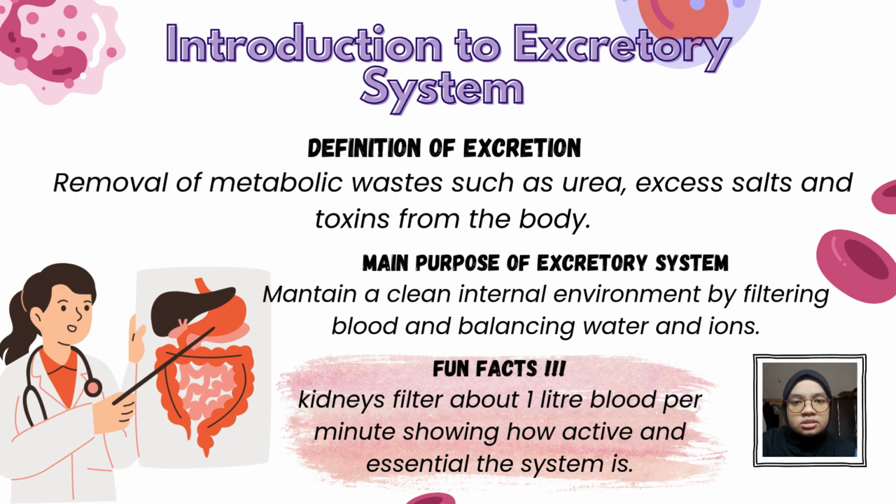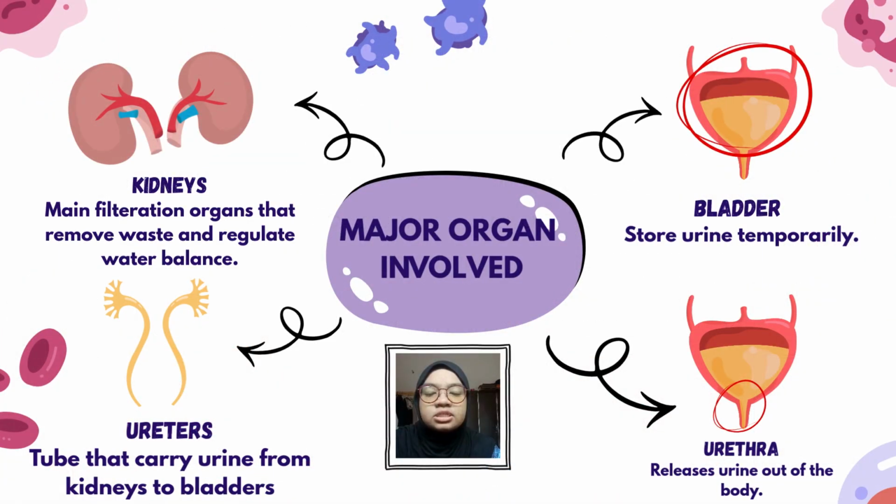The excretory system ensures that the internal condition remains stable, allowing other systems, including the nervous and muscular systems, to function smoothly. In short, it acts as the body's 24-hour cleaning and balancing service, protecting us silently but powerfully every day. Next, the major organs involved in the excretory system.